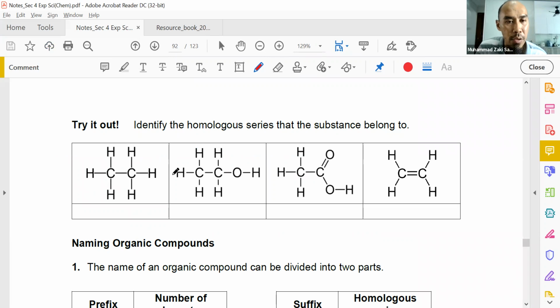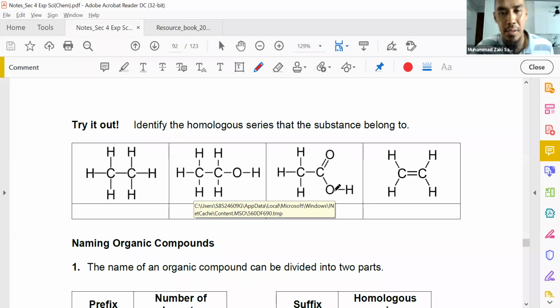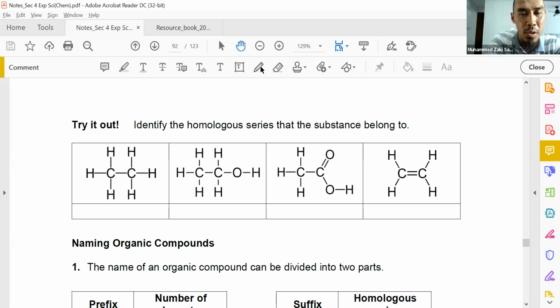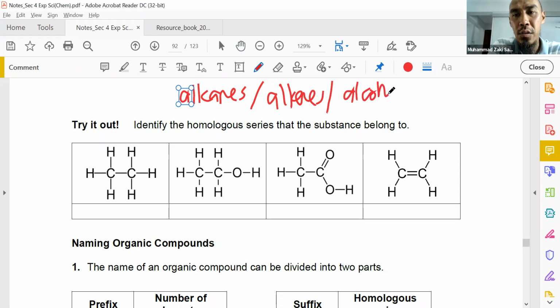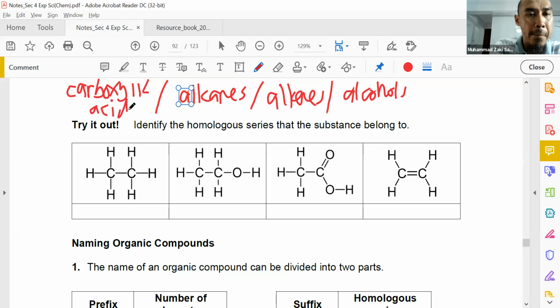Let me write down the helping words. There are a few homologous series: alkane, alkene, alcohol, and carboxylic acid. Later we play with the models to construct all this.